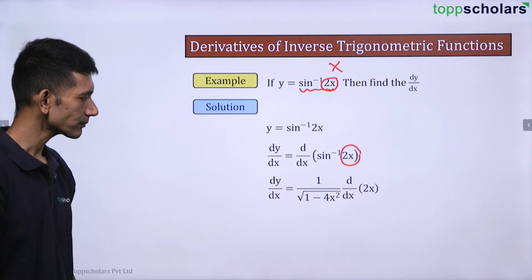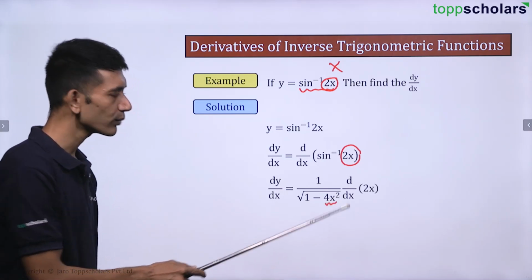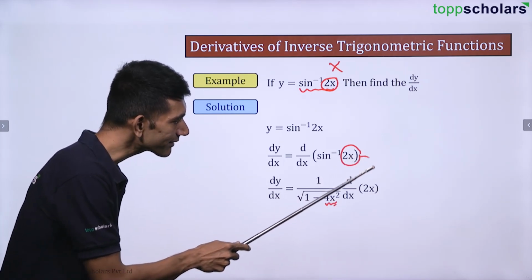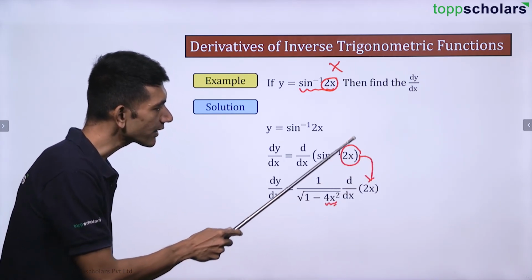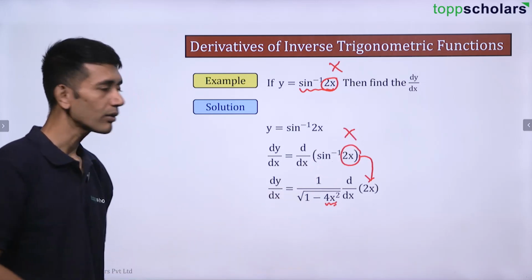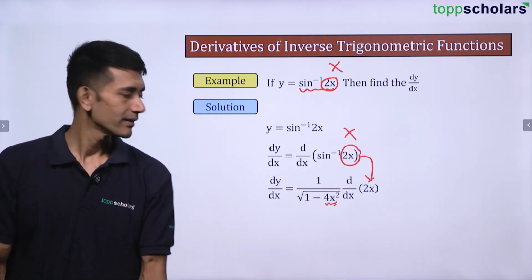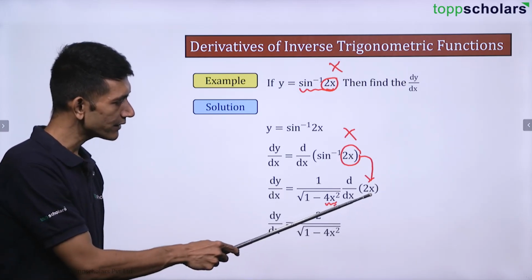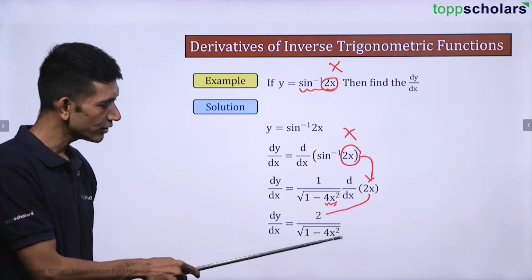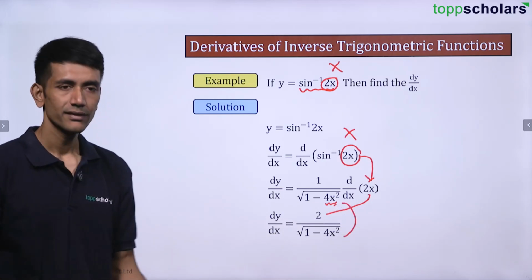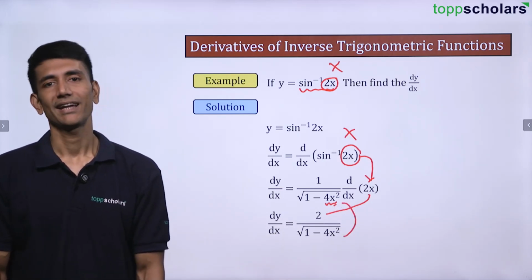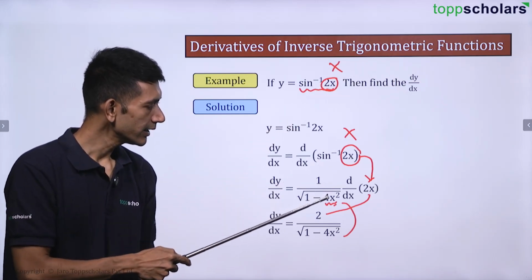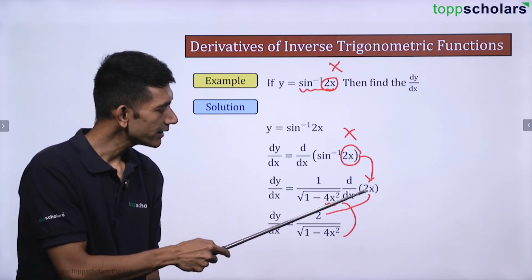Correct? Which becomes 4x square. 2 square is 4, right? And then I take the derivative of 2x separately, because I've treated this as x. I've not treated this as 2x directly. Correct? So that becomes 2. So ultimately, the derivative of 2x is 2. And the denominator remains as it is. And that is your final answer. I hope this part is clear. If this was 3x, here you would have got 9x square. And here you will have 3.